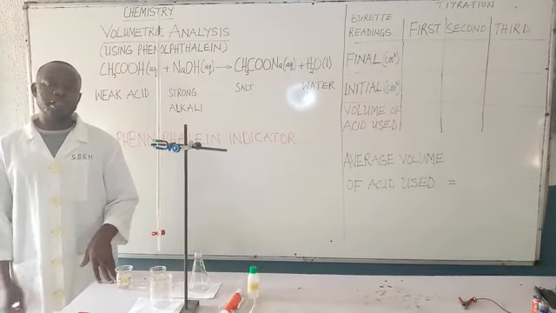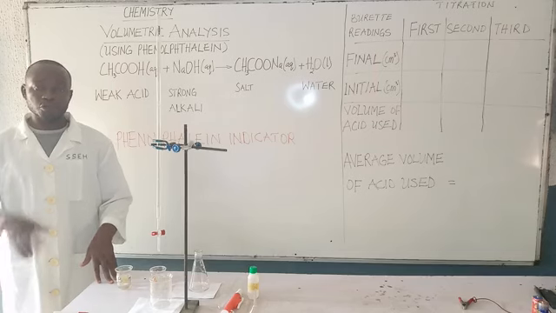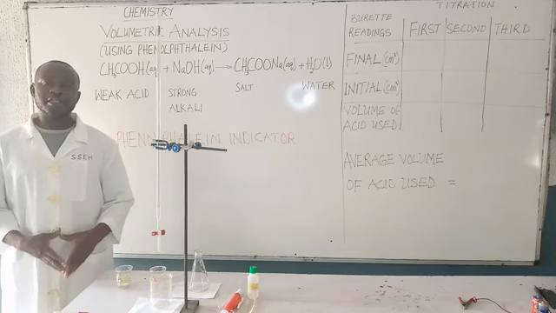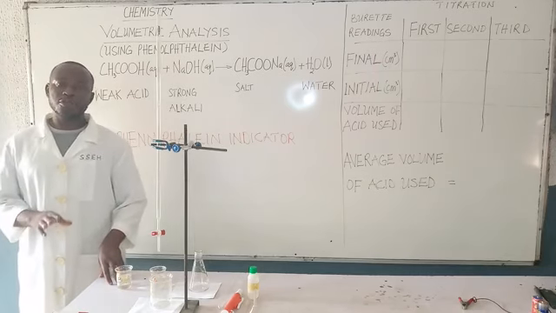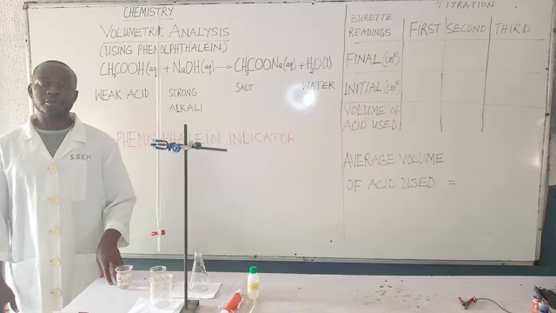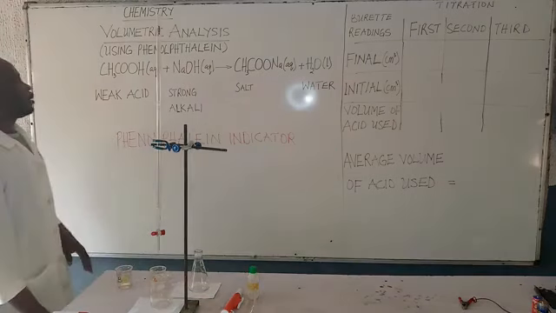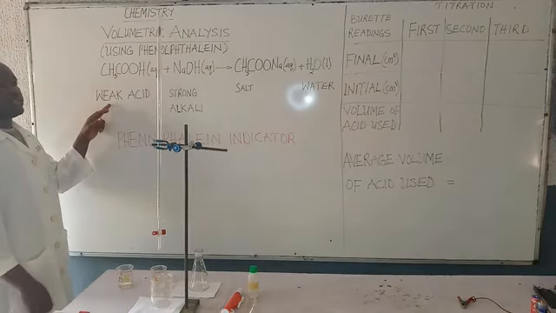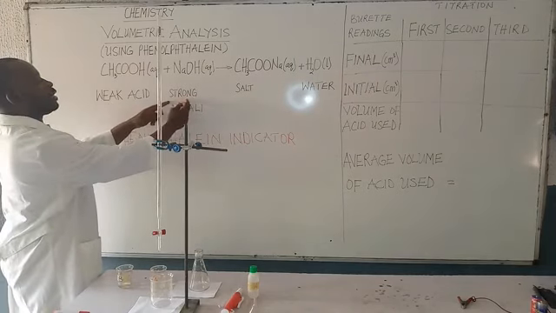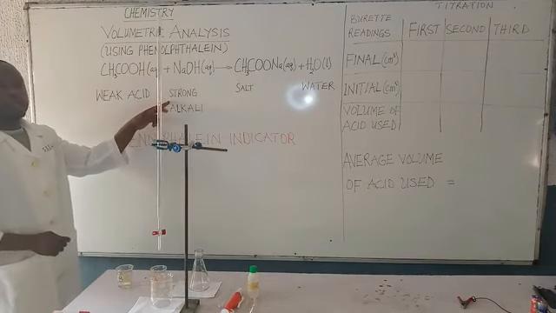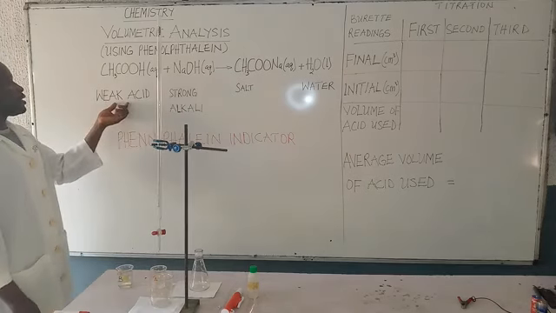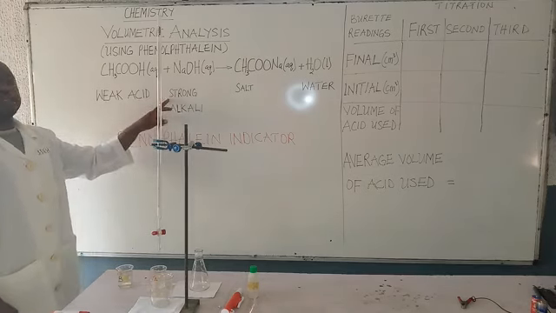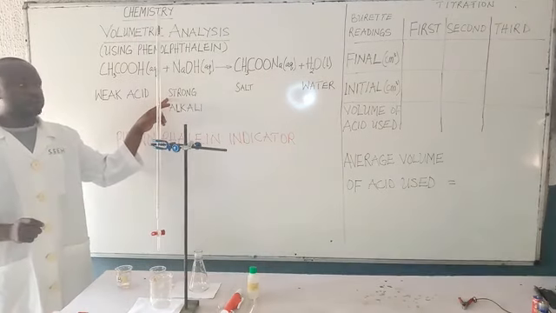Why do we choose to use the phenolphthalein indicator today? The reason is that phenolphthalein indicator is the best indicator to be used when you are working with a weak acid and a strong alkali. The best indicator to be used when you are working with a weak acid and a strong alkali is phenolphthalein.